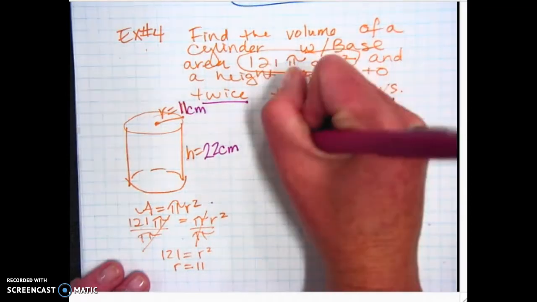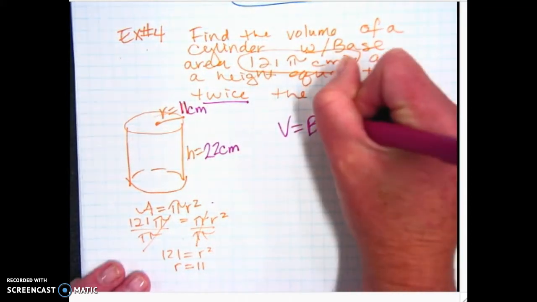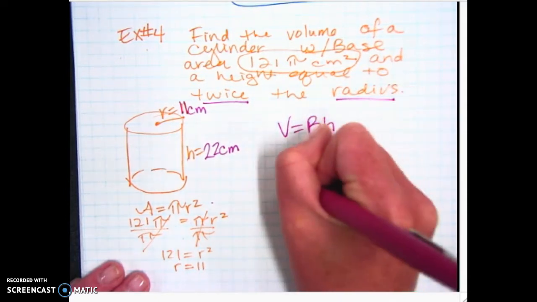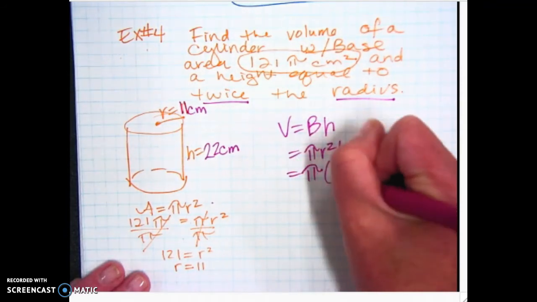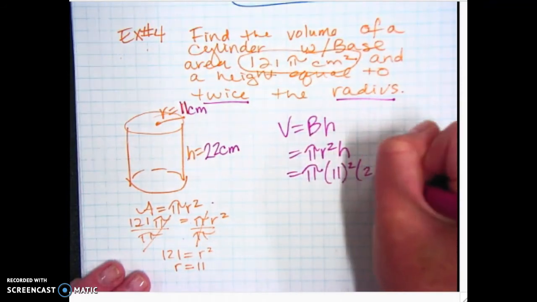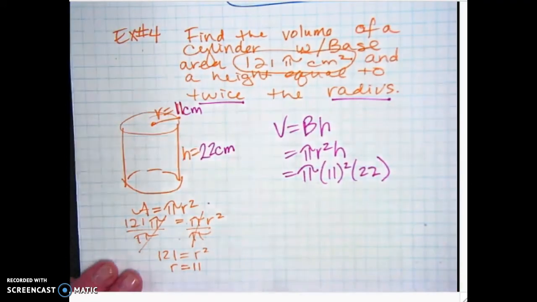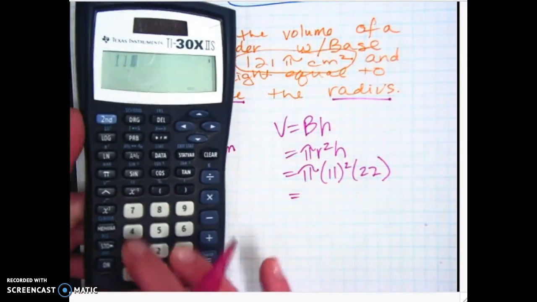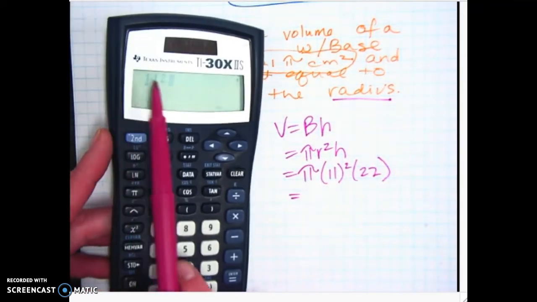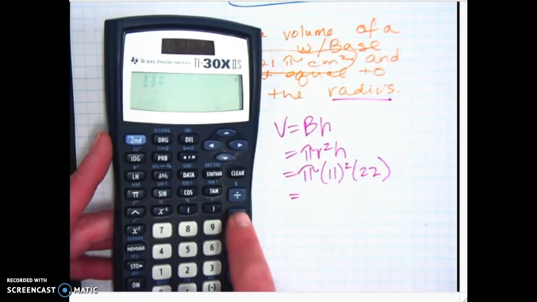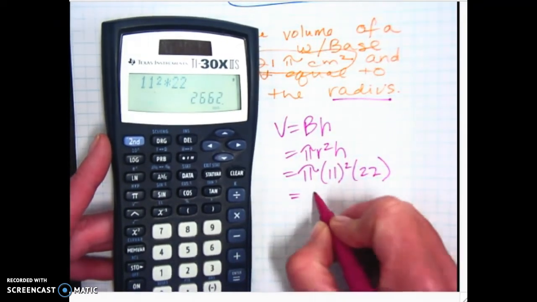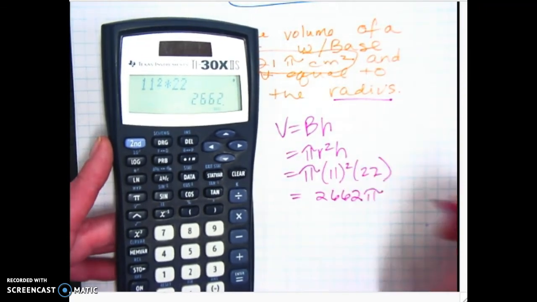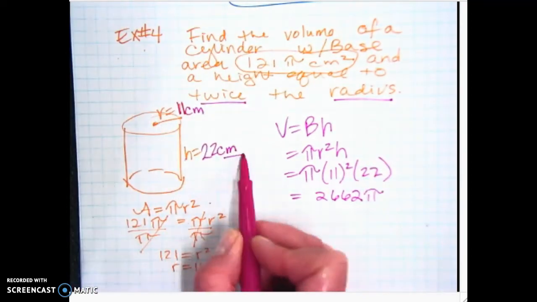All right? Now we got our formula. V equals B times H, and we know the area of the base is pi r squared. So we're going to have pi times 11 squared times 22. So with my calculator, I'm going to square the 11, which we already know is 121, but if you want to see it on the calculator, you're just going to use the squaring key just as a little shortcut times the 22. So 2,662. And this is our pi answer. And it was measured in what? Centimeters, so centimeters cubed.